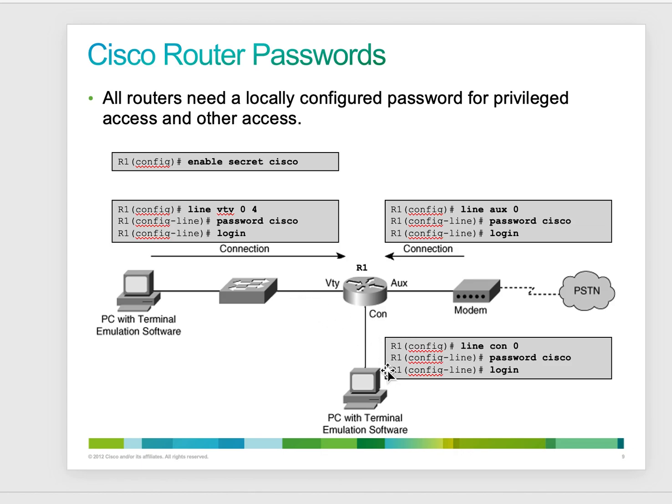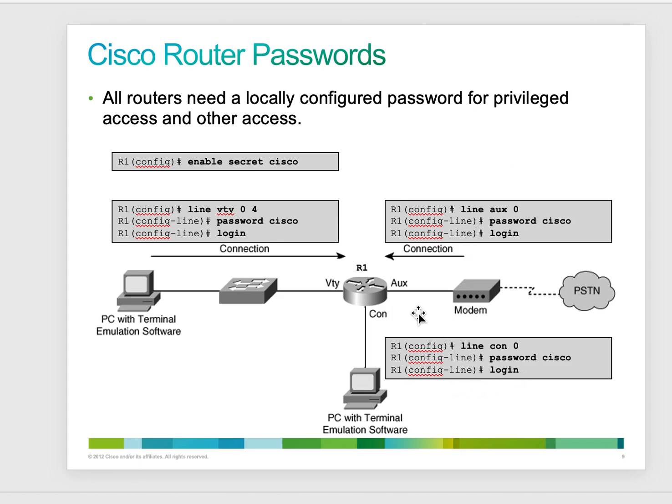So for this one, which is the console, we are configuring the console for this user to access the console of the router. We say router 1 config hashtag line console 0. Router 1 config line hashtag password secret. Router 1 config line hashtag login.